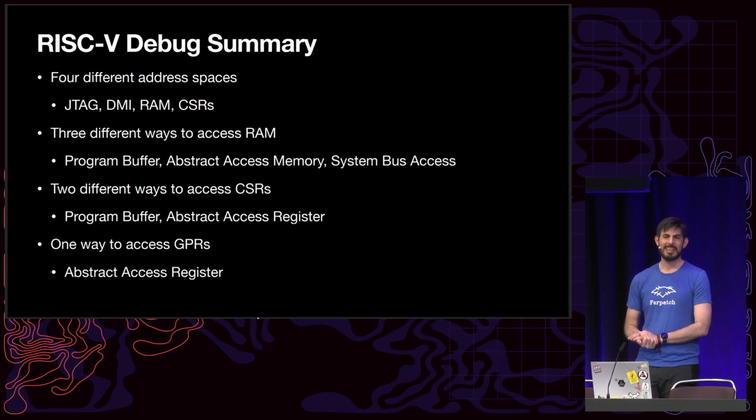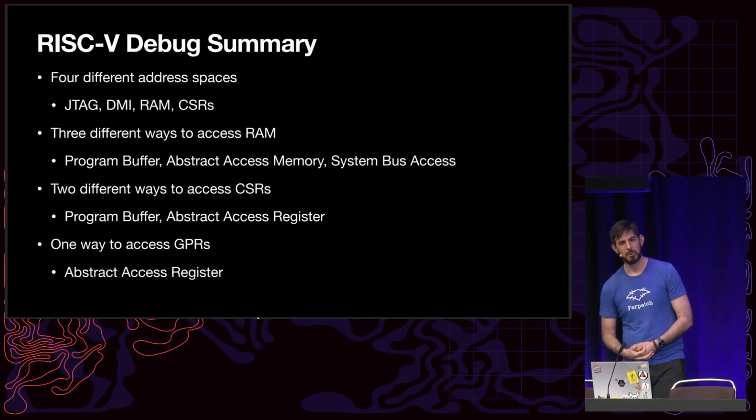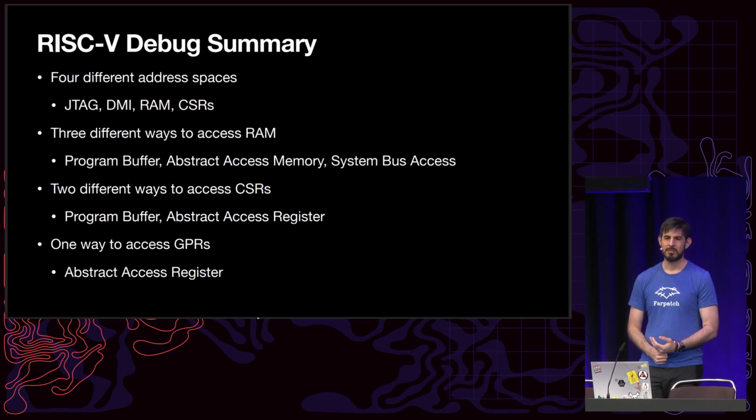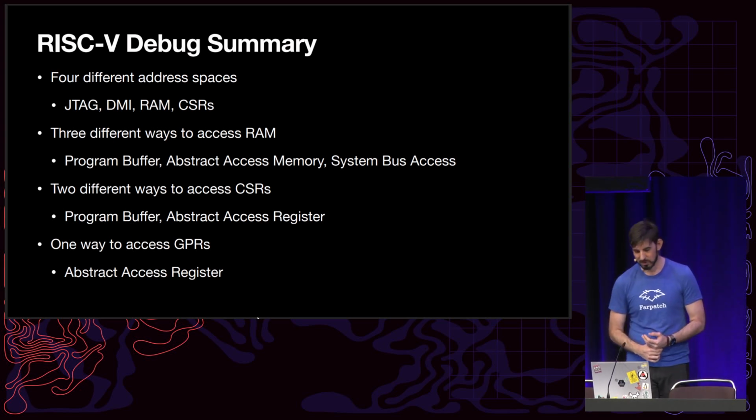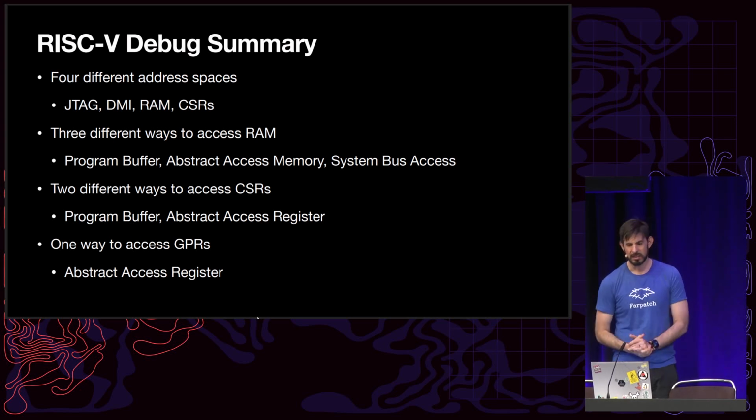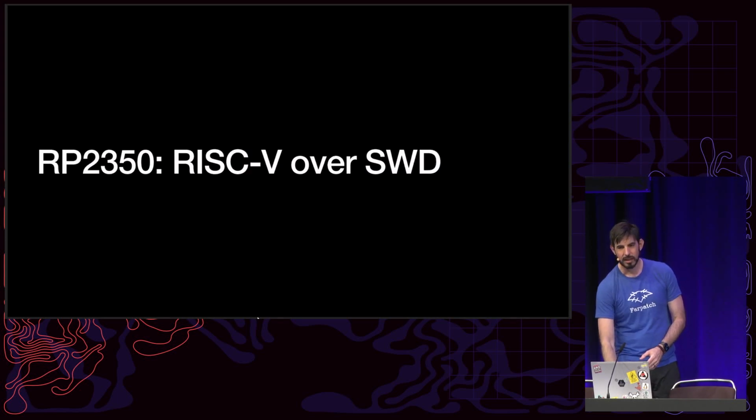There are 3 different ways to access memory: program buffer, abstract access memory, or system bus access. 2 different ways to access CSRs: program buffer, abstract access register. Fortunately, there's only one way to access the general purpose registers with abstract access register. So this is the summary of RISC-V.